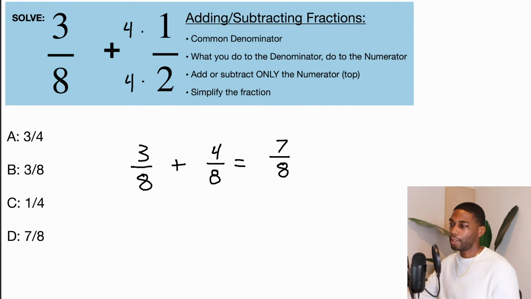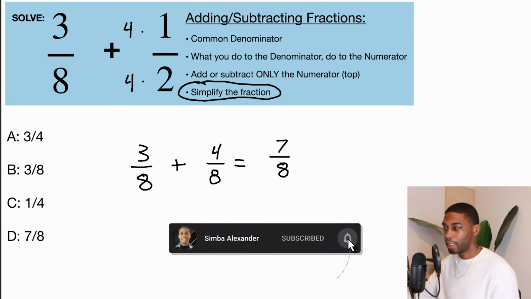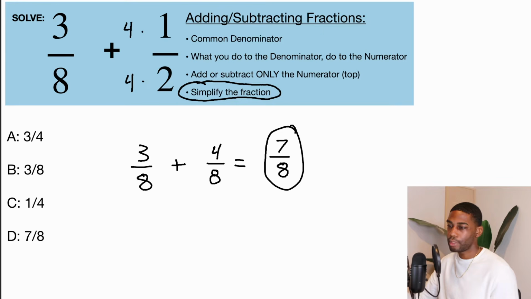7 over 8. Don't forget now, it's going to ask, can we simplify the fraction? That is the final step. So far, we haven't simplified any of our fractions. Can we simplify 7 over 8? Is there a number that goes into both 7 and 8? The answer is no, right? This is already simplified. 7 over 8. So we go to our answer key. We see that D would be the correct answer. 7 over 8.